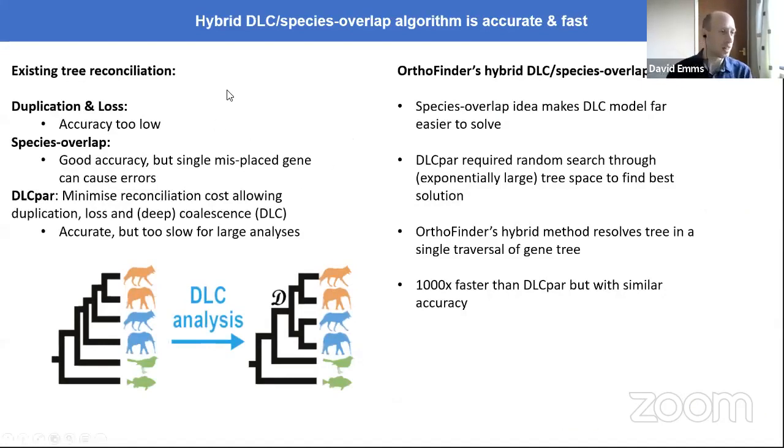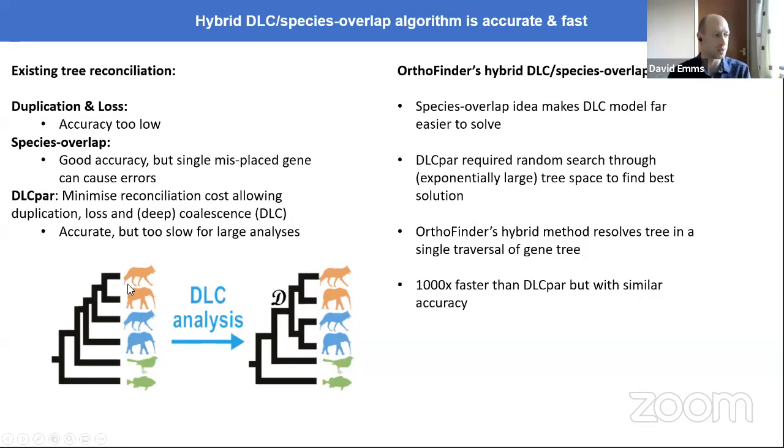So there are existing methods for doing this. There's a duplication and loss method, which as explained, just over-infers duplications and is too inaccurate. A nice method that exists is what I've called the species overlap method. This is a method that things like PhylogeneDB and Ensembl Compara, these online databases, use. And it's got quite good accuracy. But my concern was that you can make bad predictions just because of a single misplaced gene. And we see an example of that here.